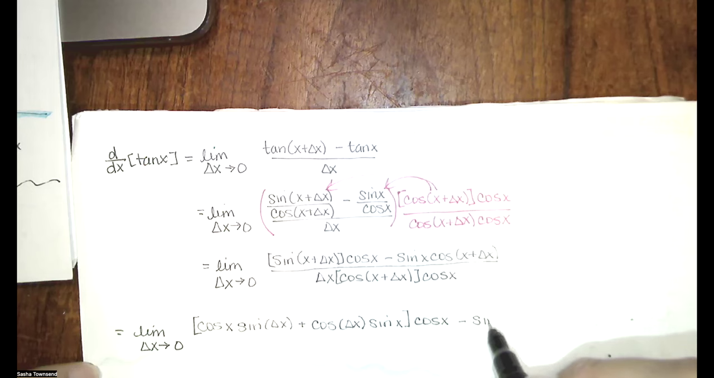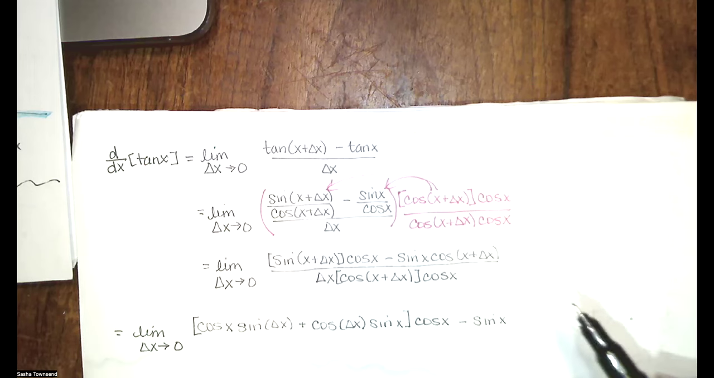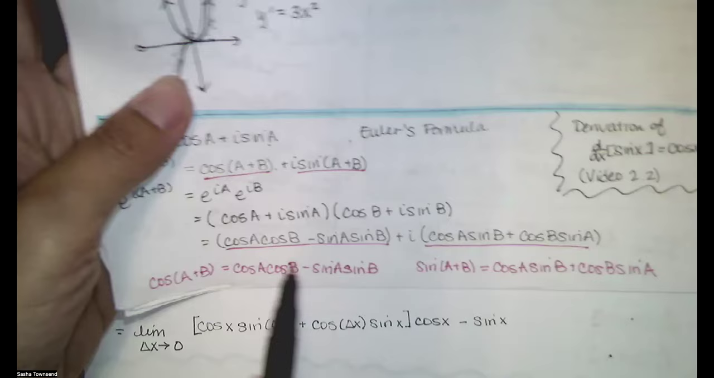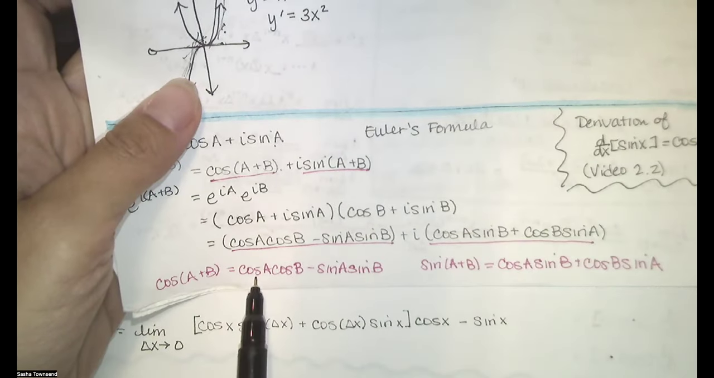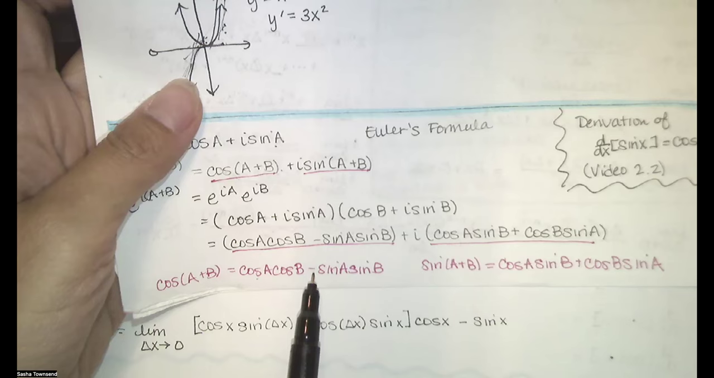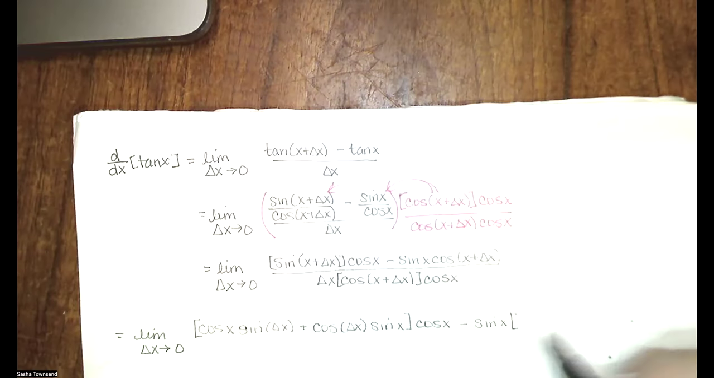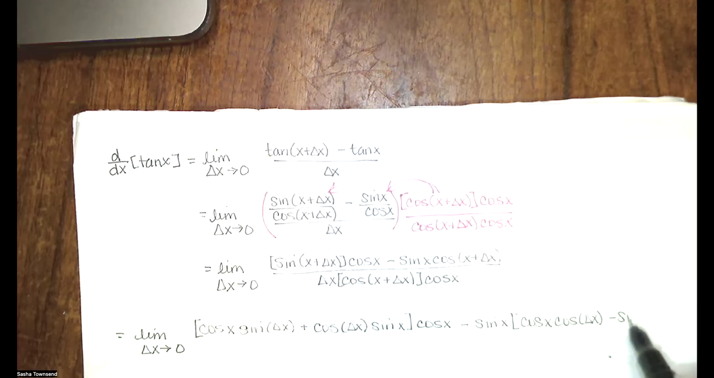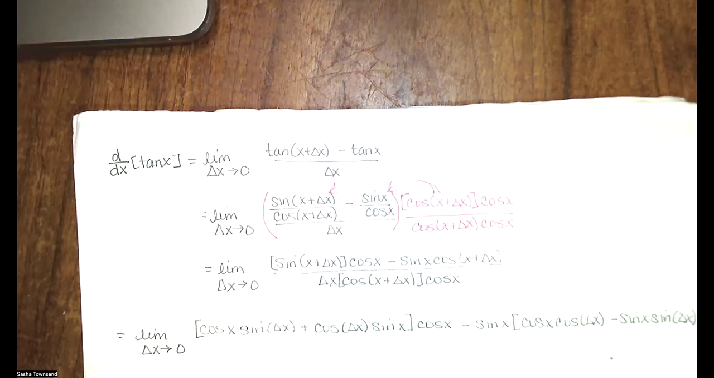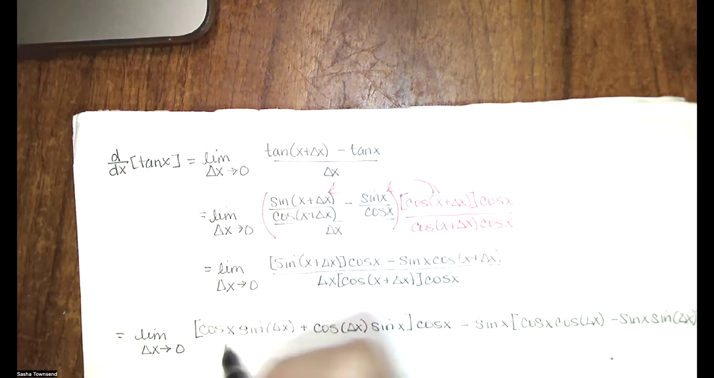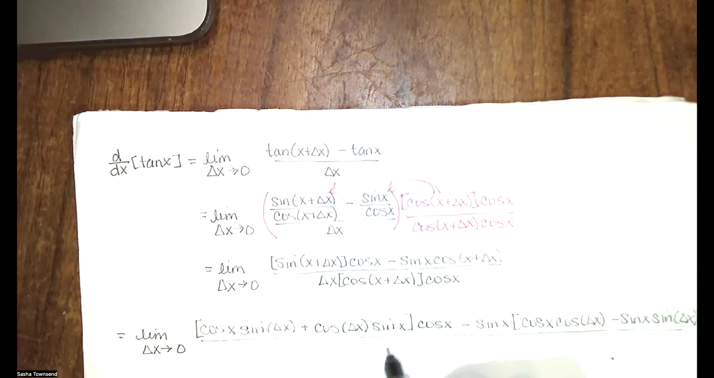And then we're subtracting sine of x times cosine of a sum. And the cosine of a sum can be found this way: cosine of the first angle times cosine of the second angle minus sine of the first angle times sine of the second angle. And cosine of x times cosine of delta x minus sine of x times sine of delta x, all divided by this.